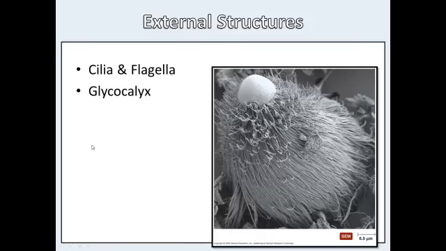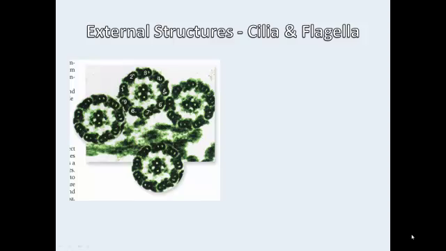Under the heading of external structures, we're going to talk about cilia and flagella and the glycocalyx. Eukaryotes have structures for motility, or moving the cell through the environment. In multicellular organisms, one of these structures, cilia, have been adapted to moving materials in the environment past the cell and its tissue. But in this class, we're going to be focusing on unicellular organisms.